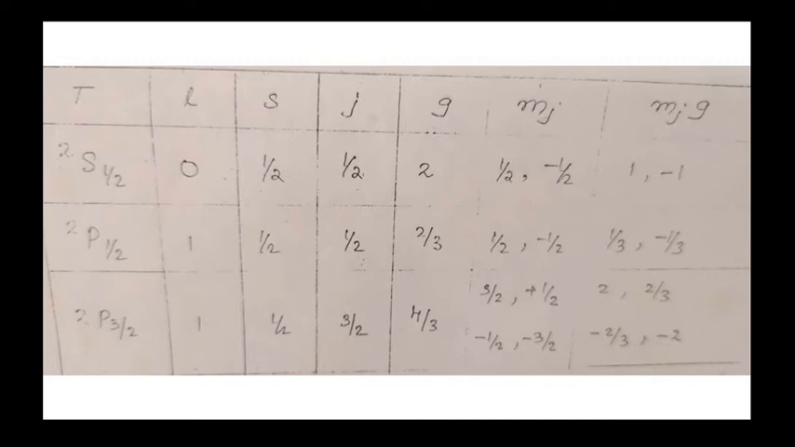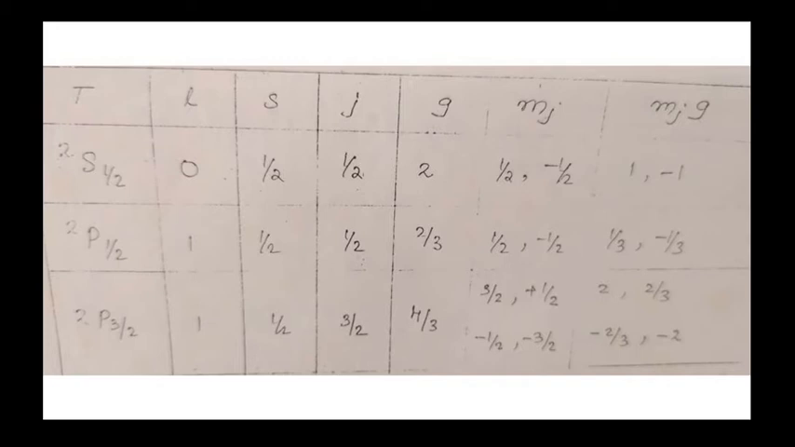This is the Landé g factor, the equation for which we studied in the last class. Once again, g is equal to 1 plus [J(J+1) + S(S+1) - L(L+1)] divided by 2J(J+1). Using this equation, we have to find out the g value.